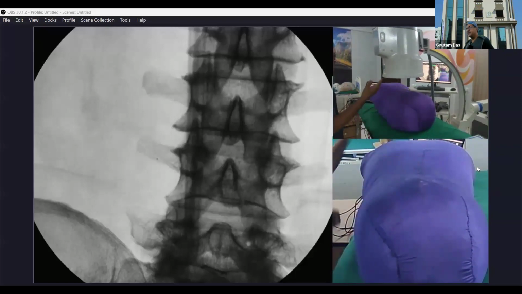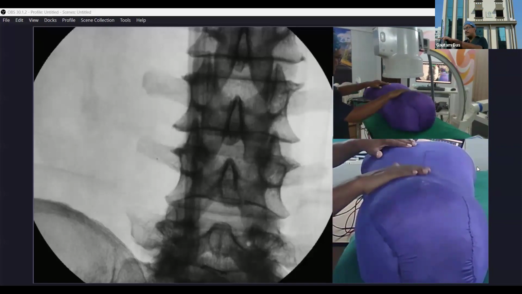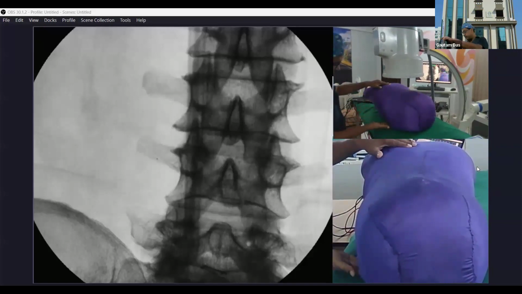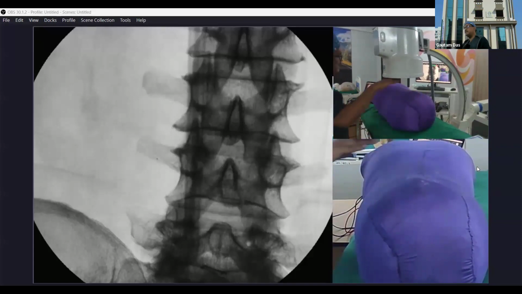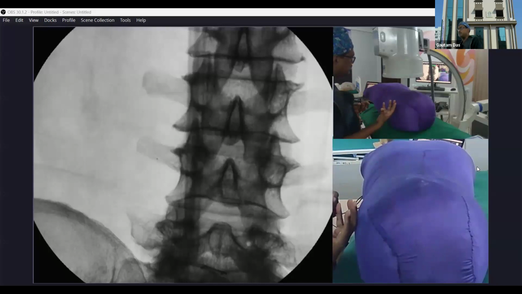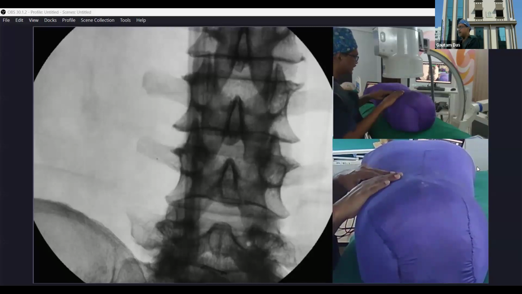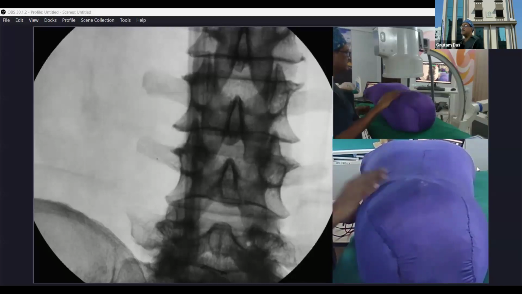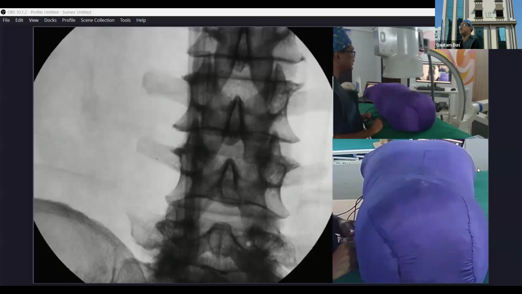AP image means the patient is lying prone. This is the back side. This is the abdomen. And the X-ray tube is below, and this is the II. So that means the X-ray is coming from below, from the anterior abdomen side to the back side. And this AP image is the most important image. Here the radiation will be minimal.